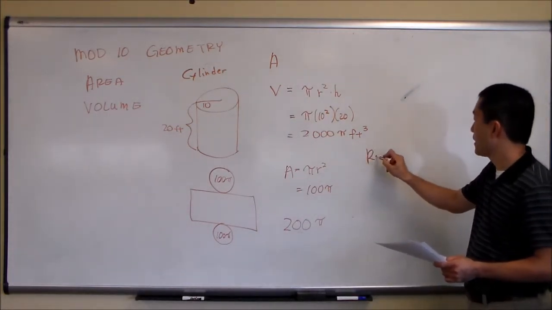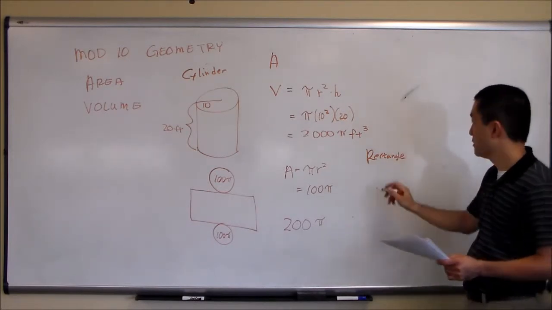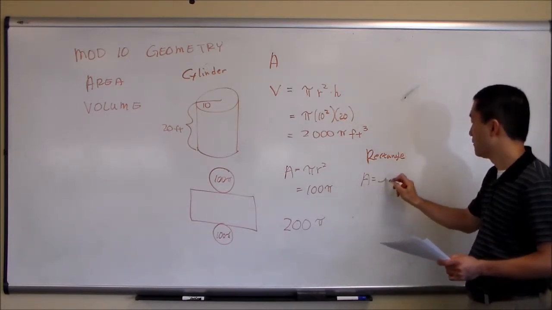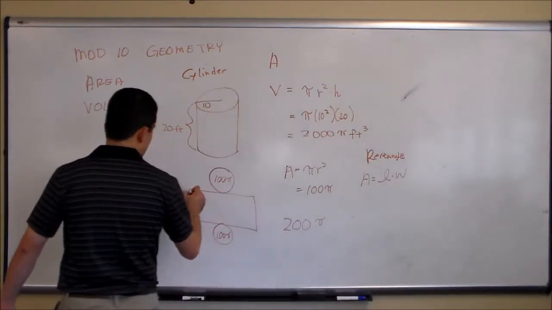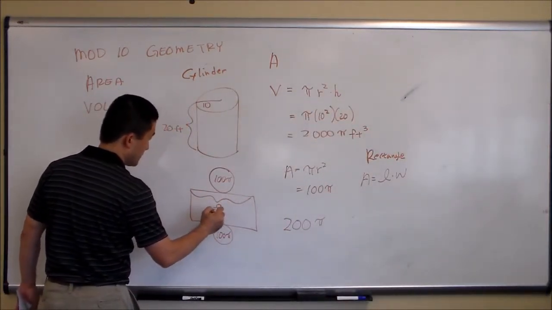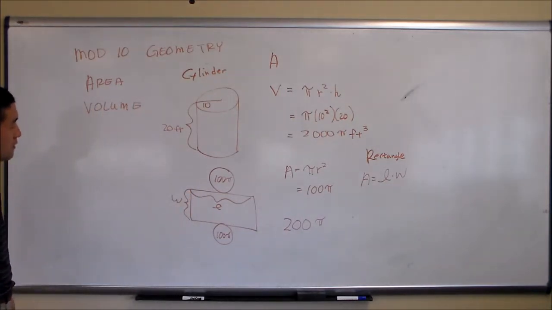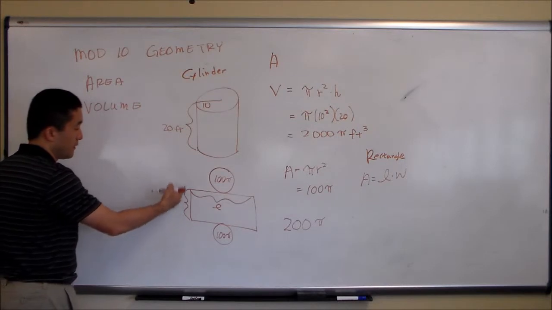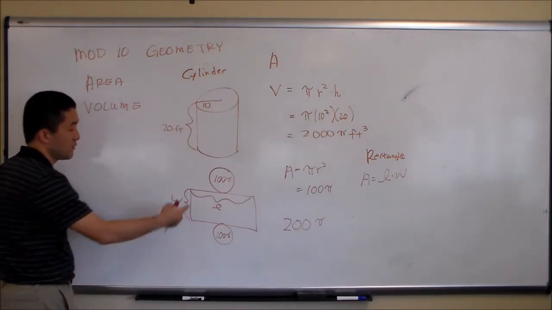The area for the rectangle is length times the width. This is considered length. This is width or the height. We already know what the height or the width is. That's 20 feet. The question is, what's the length?